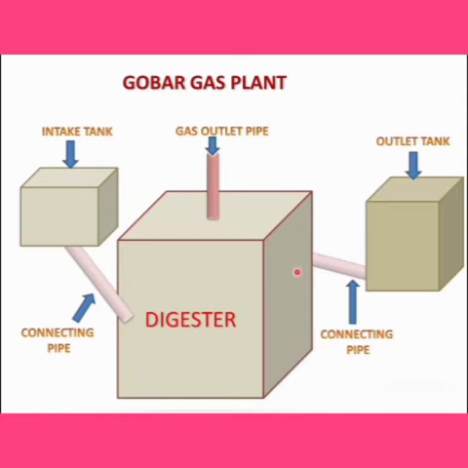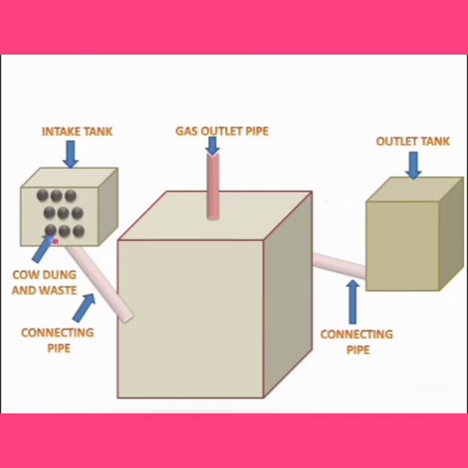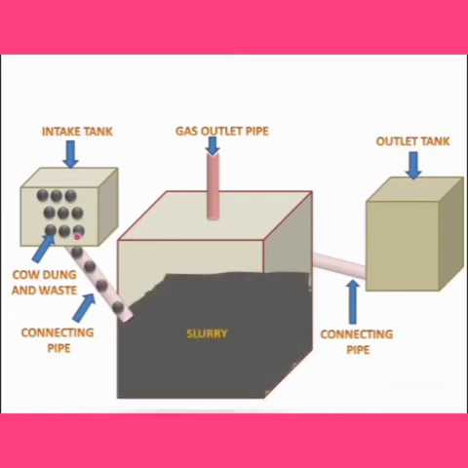Now we will see the working of the biogas plant. We have cow dung and waste from the intake tank. We will supply this cow dung and waste. These are the particles of the cow dung and waste. These particles go to the digester and are collected in the digester as slurry.